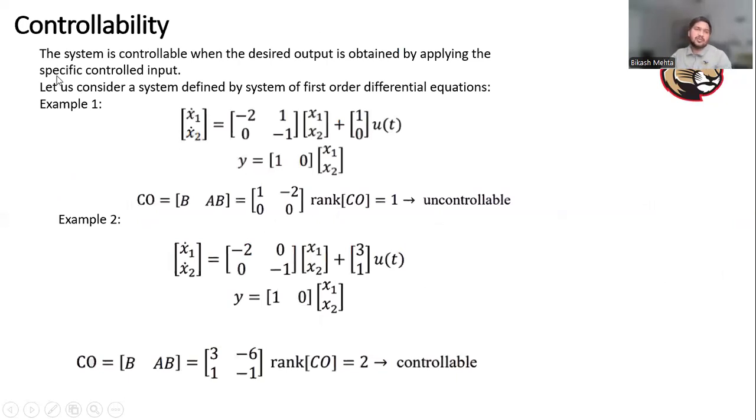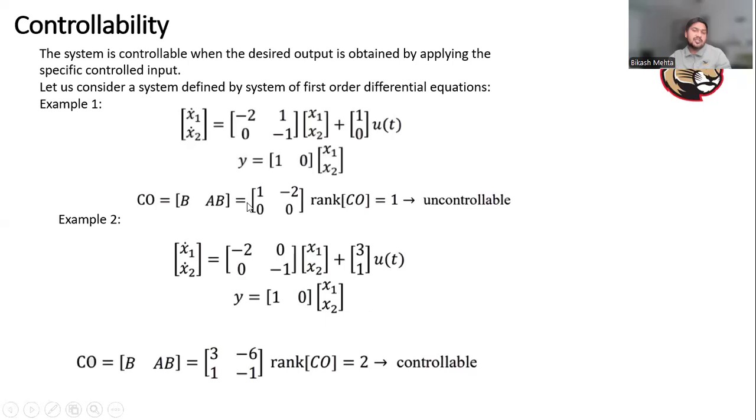So now I am going to talk about controllability. Basically, what is controllability? A system is said to be controllable when the desired output is obtained by applying a specific control input. What it actually means is that we can control that system based on the input. Based on this example of state space representation, I have got my controllability matrix as this one. Since this matrix is not full rank, because one of the rows is zero, the system will be uncontrollable.